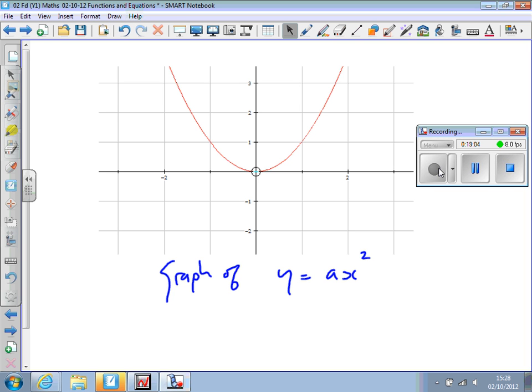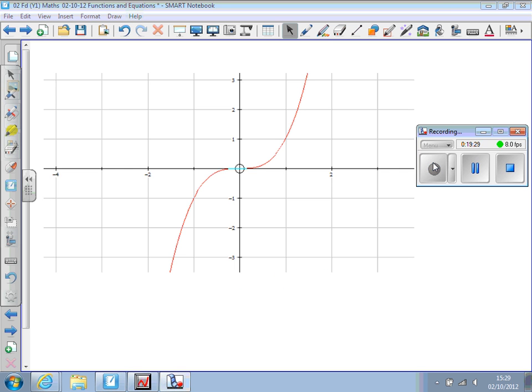What would happen if I changed the value of the power? So instead of it being squared, it was cubed, and so on. What effect would that have? Let's have a look. Let's pause it. Right, and I'll sketch a few on here. It's not going to like it if I say x cubed. Any ideas why it's gone like that?